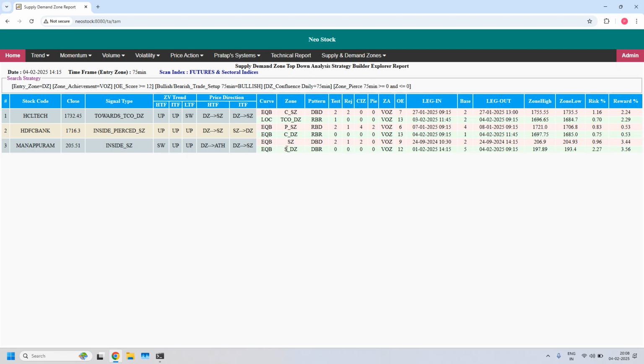That means these 3 75 minutes demand zones are inside the daily demand zone, and daily trend is up in all the 3 stocks. Because if the daily 75 is inside daily, and if daily is having daily EMA confluence, then these zones are even more high probability setup supported stocks.